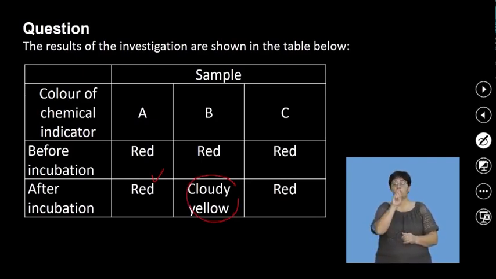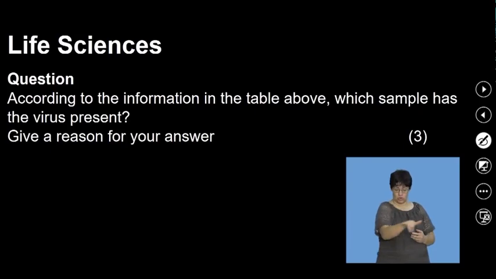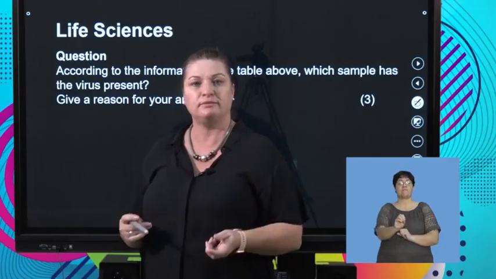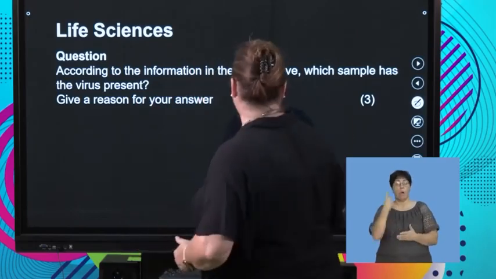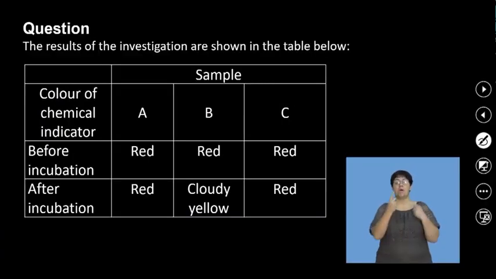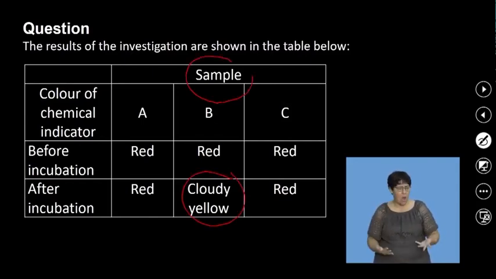And my question to you very simply is, which person has the coronavirus? I go back to my table. What was the only person to change color? Sample number B. And why did I know that? Because it changed from red to a cloudy yellow.